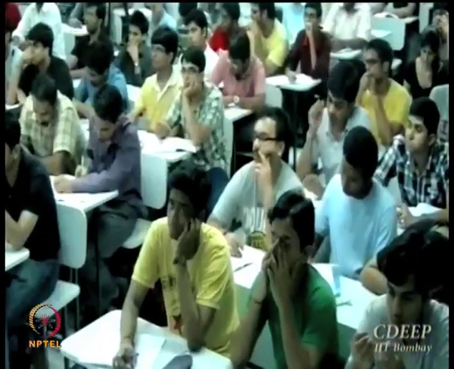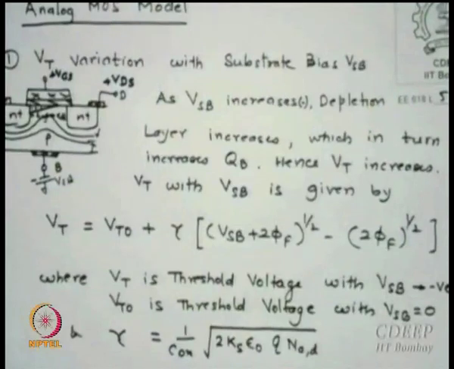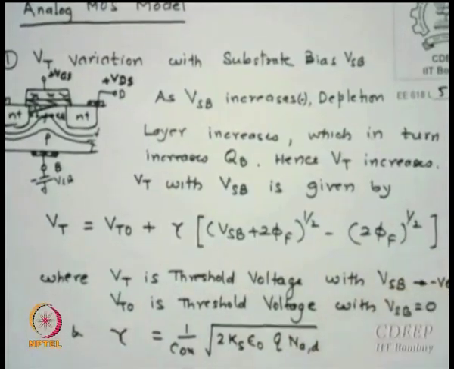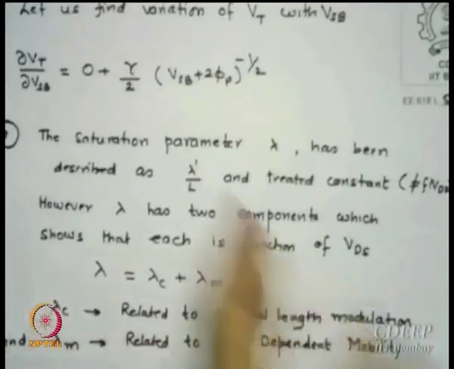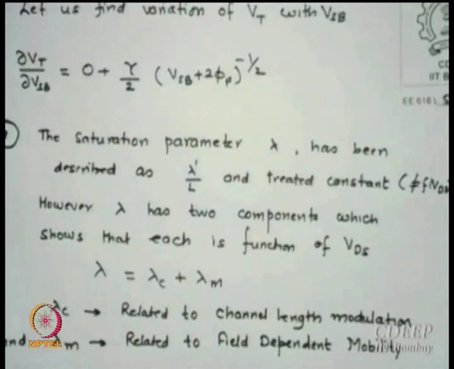Is that point clear? So this Vt has now increased compared to its zero bias case, and that should be taken care of. I will use this expression later, but I just want to show that there is a threshold variation with Vsb, which is gamma by 2 times Vsb plus 2 phi f to the power minus half. We just differentiate, so we see the change in threshold voltage with substrate bias. The half comes down and the minus appears due to differentiation. So this is one issue which people in analog have to worry about.